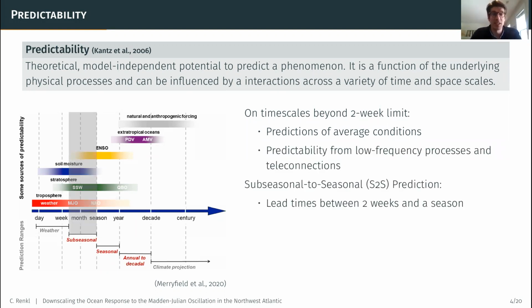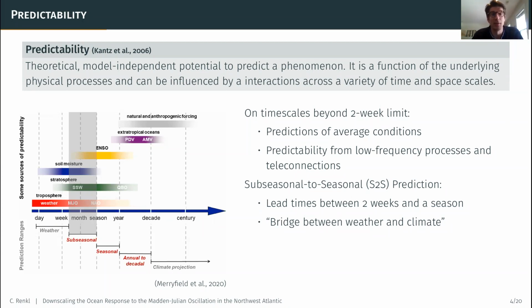One thing that has recently gained more attention is the time scale that sits between the weather and the climate time scale, and that's the so-called subseasonal to seasonal. I will refer to it as S2S prediction, with lead times between 2 weeks and a season. You can see that here on the left-hand side of the graph. And because it sits between these two time scales, it's often called the bridge between weather and climate. Given that it's sitting in between, it makes it both an initial value and a boundary value problem.